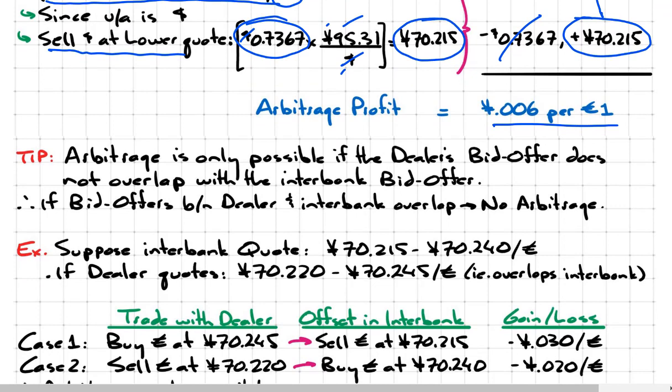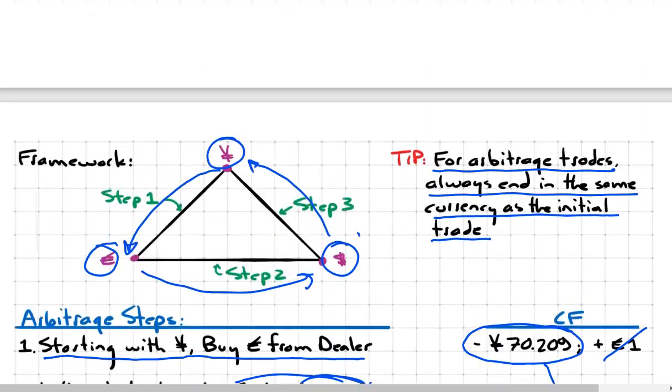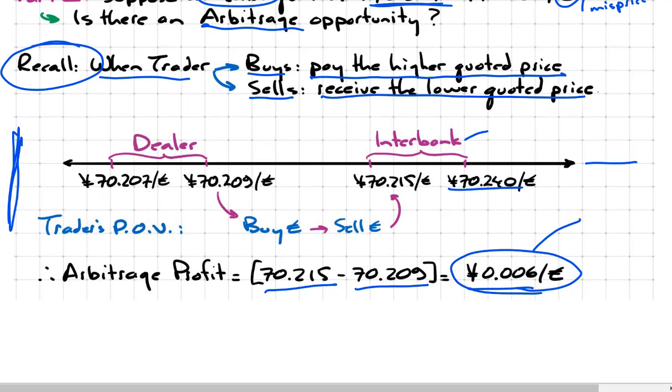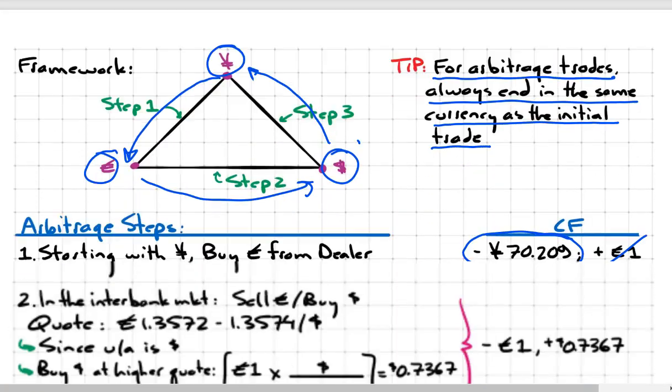Now, a tip: arbitrage is only possible if the dealer's bid-offer does not overlap with the interbank bid-offer. And you can see that right here. So this framework is really a quick determination of whether arbitrage is possible. Clearly, you can see here that there's no overlap between the dealer's quotes and the interbank, and that's what made arbitrage possible. But if they did overlap, then arbitrage would not be possible.